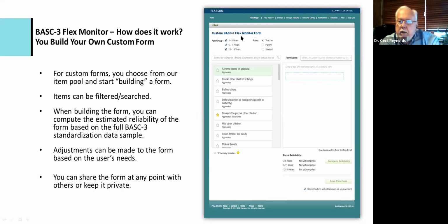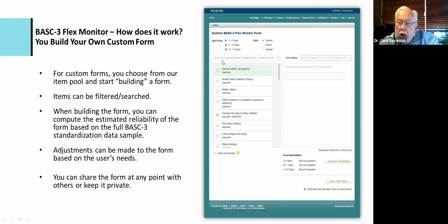And you'll see up here at the top, you can choose the age group that you want the form to tap. It could be just 2 to 5, just 6 to 11, just 12 to 18. Or if you're doing a group of kids that you want to monitor that cut across these age ranges, you can set it to only review items that cut across all three age levels or any two age levels. Then you select the items that correspond to the rater that you want, teacher, parent, or student. And again, it could be, okay, I want teacher and parent items. So you could then only select from items that correspond to both or each individually. So you have all of that flexibility to design the form around the age and the rater or raters that you want.